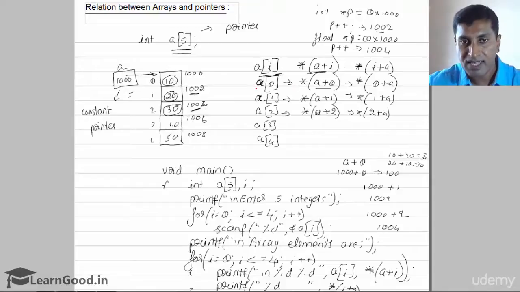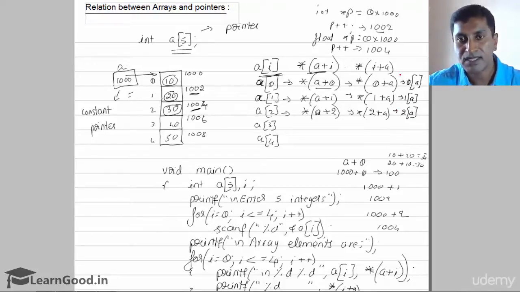I said when you give a of 0, internally it's going to take it as asterisk of a plus 0. When I give a of 1, internally it's going to take it as asterisk of a plus 1. So do you mean that instead of giving a of 0, can I give 0 square bracket of a? Same way 1 square bracket of a, 2 square bracket of a. That is, can you give here I of a? Is this possible? Yes, even this is possible.